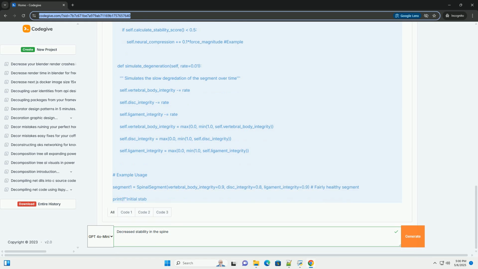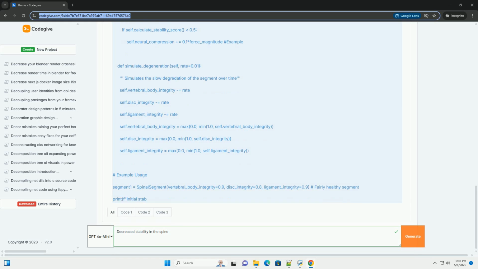Facet joint arthropathy. Arthritis of the facet joints, contributing to instability and pain. Infections. Osteomyelitis, bone infection, or discitis, disc infection, can erode vertebral structures and weaken the spine. Tumors: primary bone tumors or metastatic cancer can destroy vertebral bone and compromise stability. Inflammatory conditions: rheumatoid arthritis, ankylosing spondylitis, and other inflammatory diseases can damage spinal joints and ligaments.